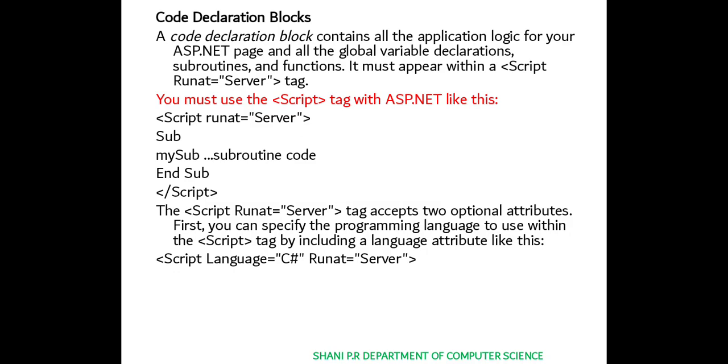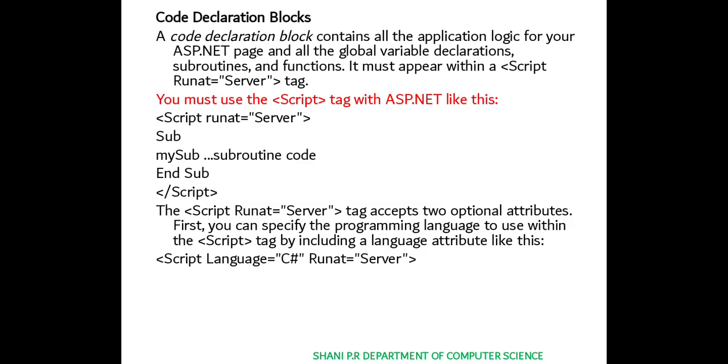Next we can see the code declaration blocks, and how the code declaration is done. A code declaration block contains all the application logic for your ASP.NET page and all the global variable declarations, subroutines and functions. It must appear within a script runat equals server tag. So every piece of code will be present within script runat="server", because it will be working under server side technology.